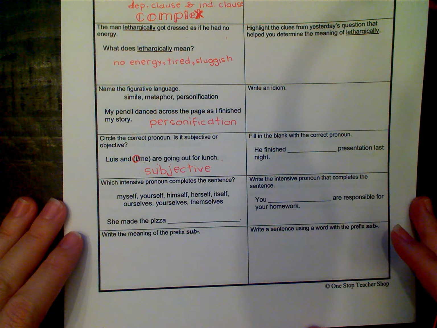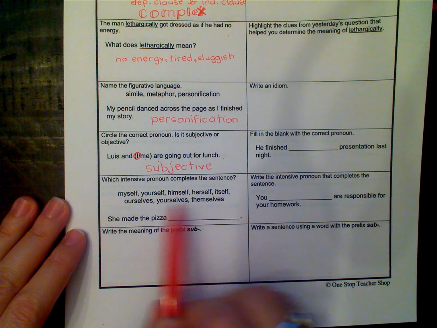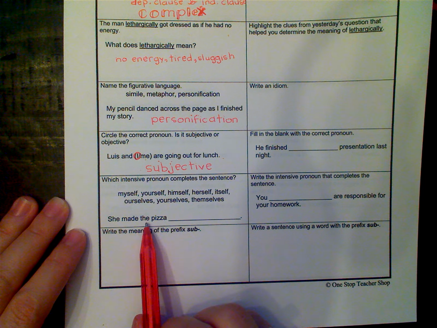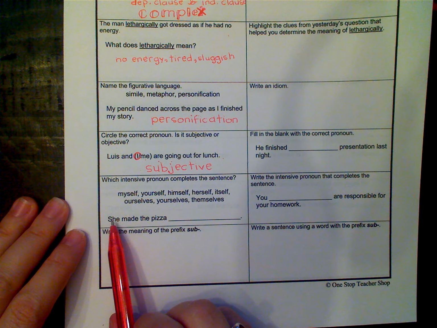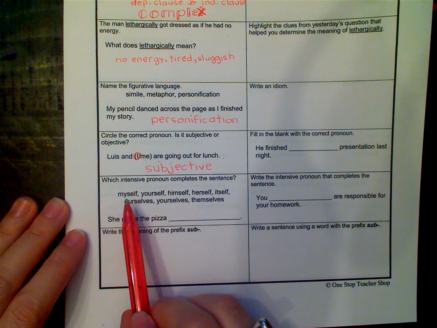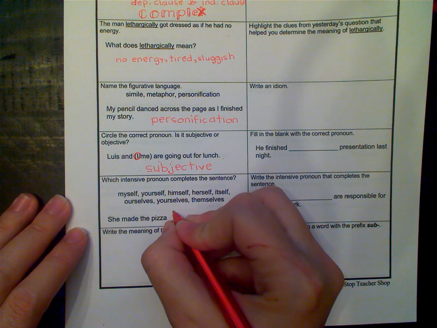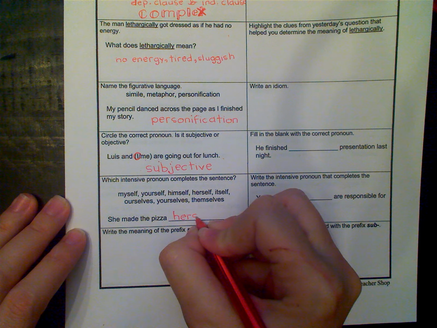Which intensive pronoun completes the sentence? Fortunately, they gave us the different pronouns that we can utilize. She made the pizza. So it's she, a feminine pronoun, and it's singular. So I look for the feminine pronoun that's singular, and I see herself. So she made the pizza herself.